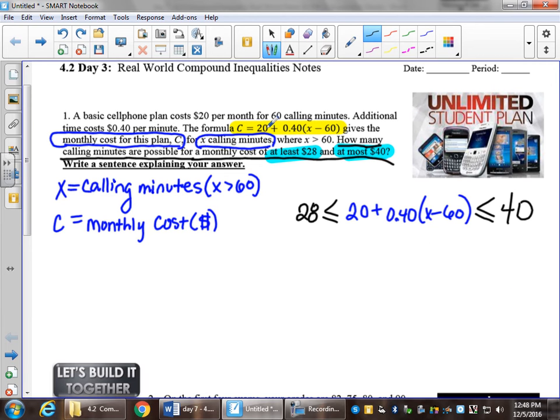So we're given this equation that represents monthly cost. What you've really done is said, I'm taking what represents the monthly cost, which is this expression, 20 plus 0.40 times (x minus 60), and you're applying this restriction, at least 28 and at most 40. Notice that it's an and, we have set up an and inequality. So we're now ready to solve. We're going to put lines down for our inequality signs just like we would.